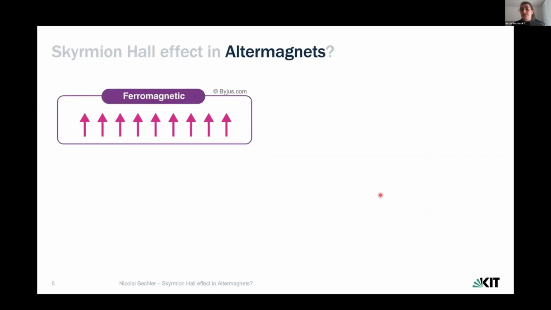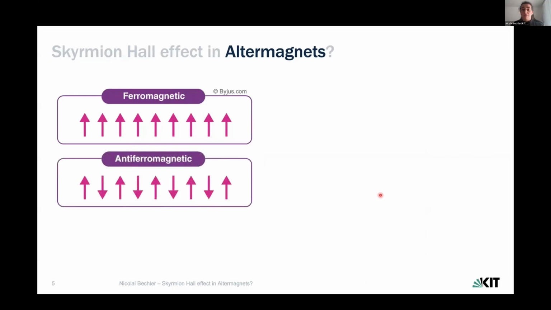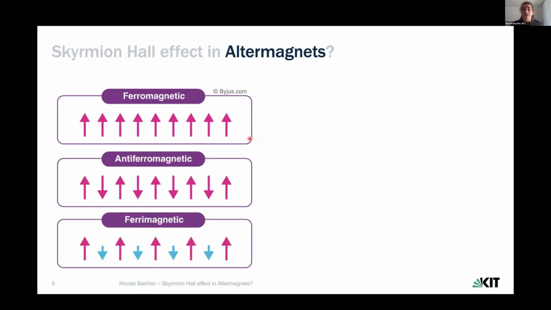What is an altermagnet? So, ferromagnets, well, we have a net magnetic moment. All of our magnetic moments align. Our macroscopic sample has a net magnetic moment. And then we have antiferromagnets, where our magnetic moments anti-align, which means we do not have a net magnetic moment, and we do not break time reversal symmetry. A ferromagnet breaks time reversal symmetry. And then we have something like a ferrimagnet, which is similar to an antiferromagnet, but you have different magnitudes of your magnetic moments in the two sublattices.